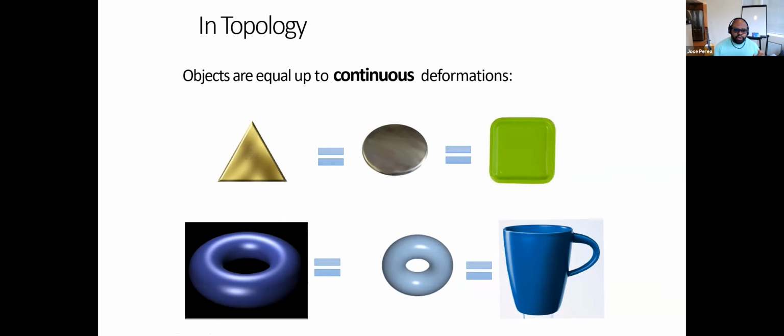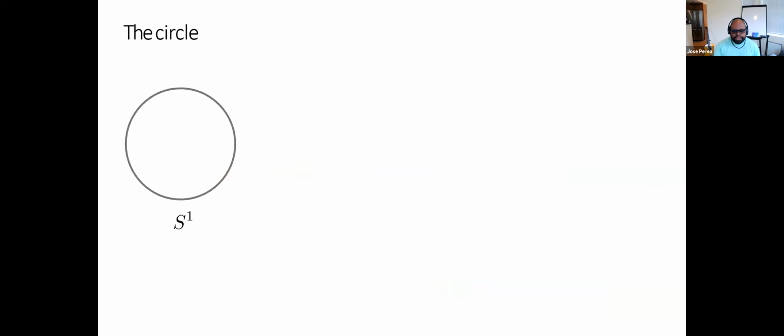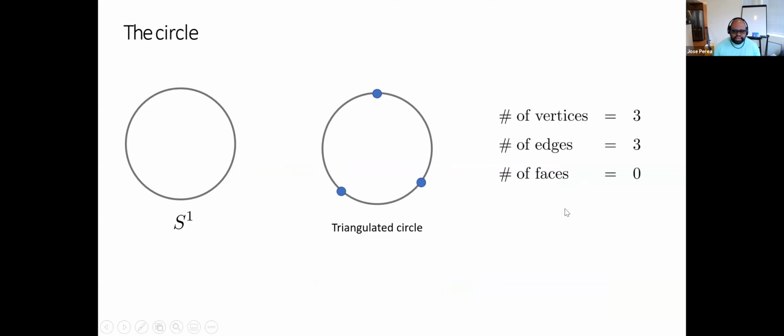So how do we compute things about spaces? The first thing we do is we take these spaces and simplify them a little bit. For example, here's the circle, and what we do is we triangulate it. We divide it into pieces that are simpler. For example, here I divided it into 3 segments and 3 vertices. So I have 3 vertices, 3 edges, and 0 triangular faces, if you will. So this is a triangulation of the circle.